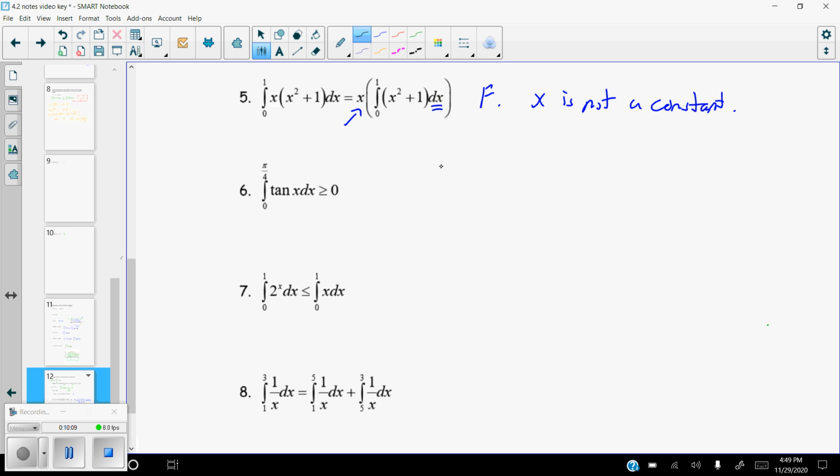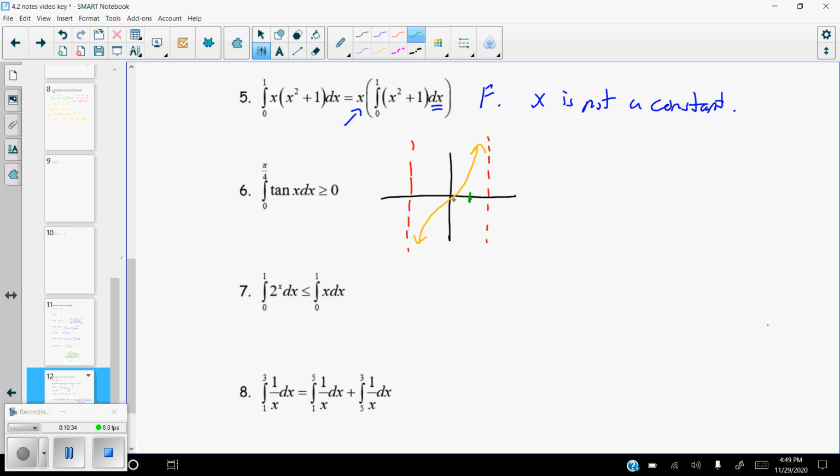Well, let's see. We need to know what the graph of tangent looks like. Graph of tangent looks something like this. And then we know it's got asymptotes at pi halves and at negative pi halves. So it's saying, if I were to take the integral from 0 to pi fourths, is that going to be greater than 0? Well, pi fourths is somewhere right about here.